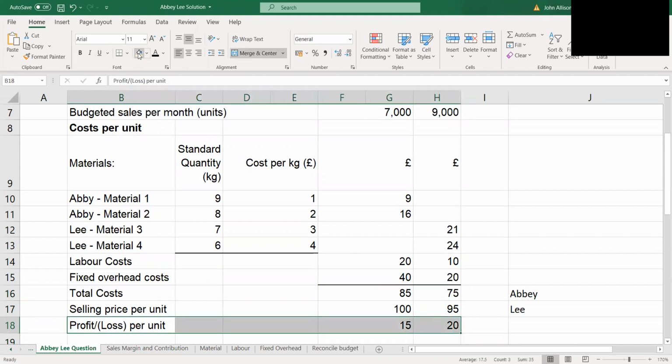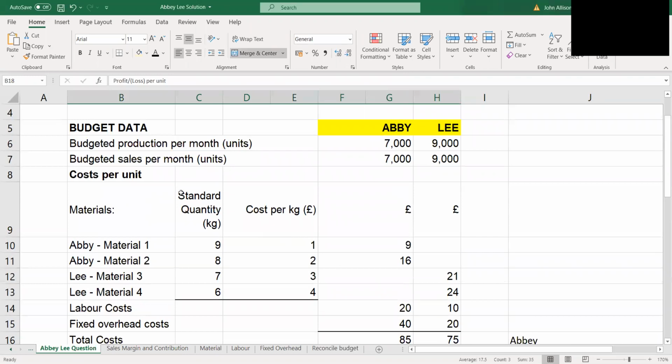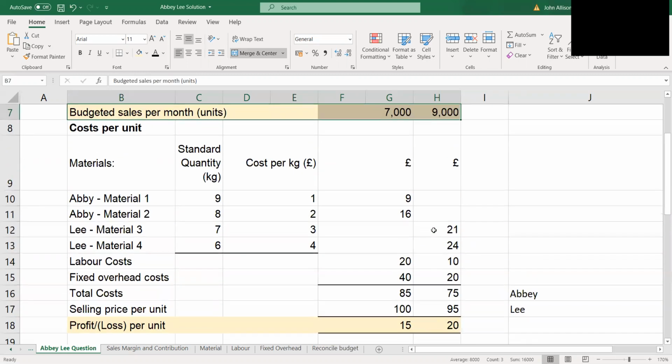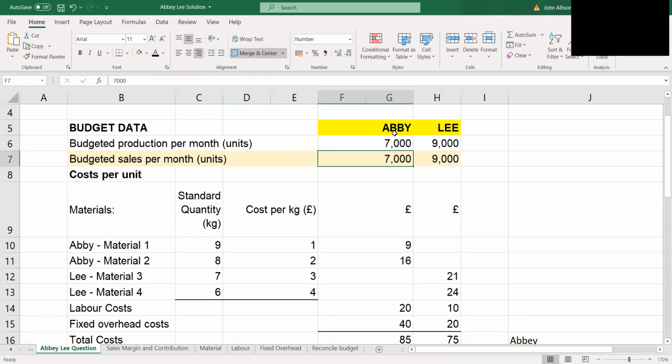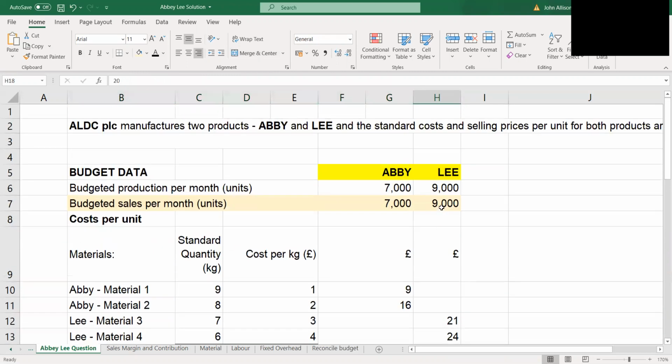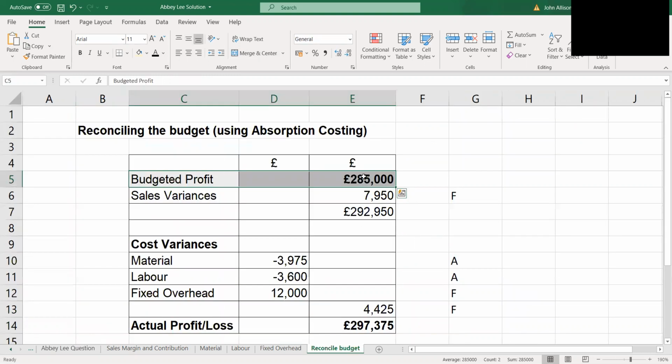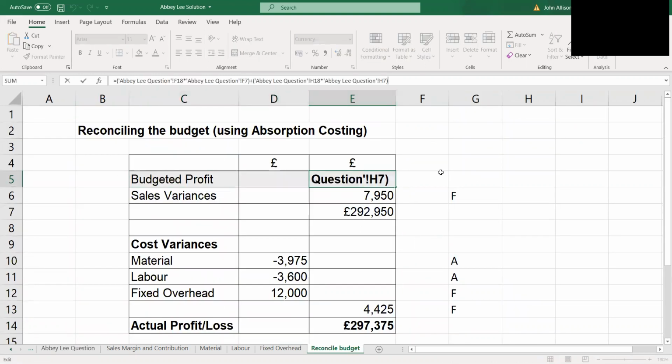So we get the budgeted profit per unit, then we multiply that by the budgeted amount of units that we're going to sell. So we see we're going to sell an anticipated 7,000 Abbey and 9,000 Lee. So the budgeted profit is going to be 15 times 7,000, which gives us the budgeted profit for Abbey, plus 20 times 9,000, which gives us the budgeted profit for Lee. So that's the sum there together, and that should give us 285,000.